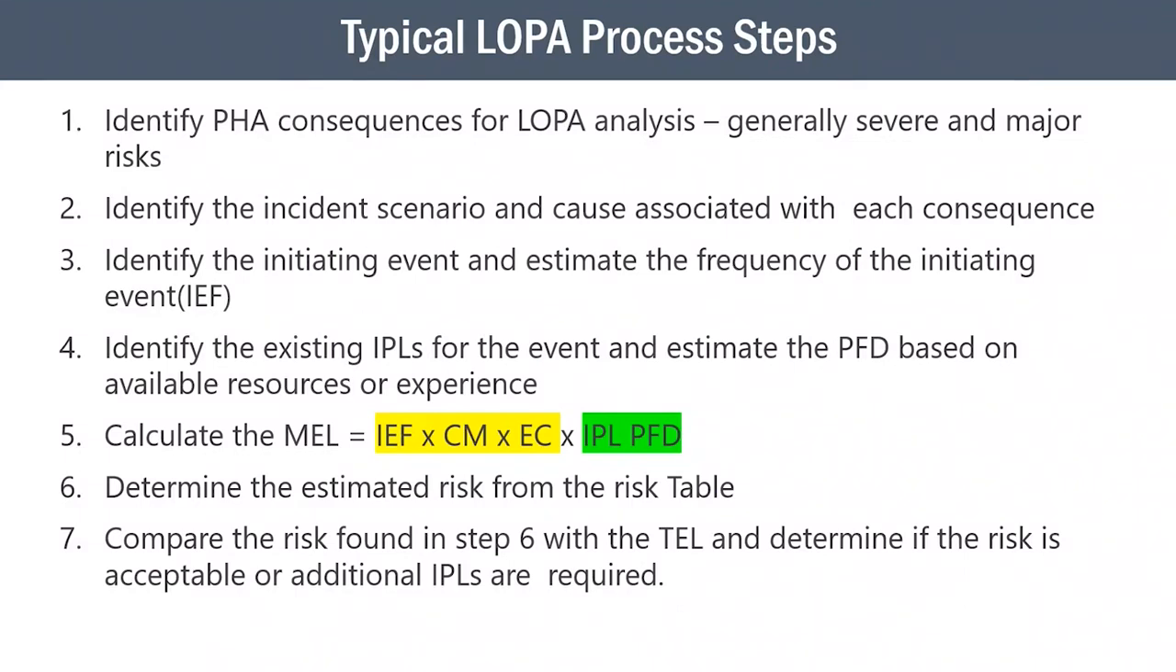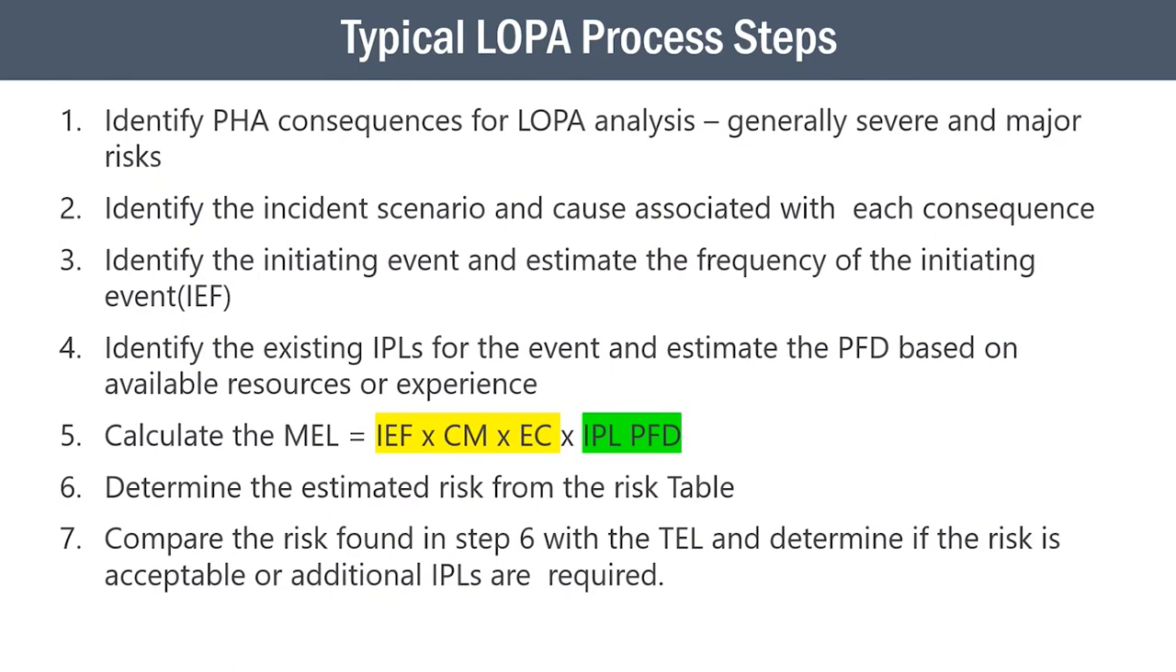So the typical LOPA process steps, we'll just kind of review this. You identify your PHA consequences for LOPA analysis. Like I said, generally severe or major risks, something that's typically in the severity category, probably something that's very red. Or you have a residual risk that is unacceptable. You identify the incident scenario and the cause associated with each consequence. That's typical PHA. You identify the initiating event and estimate the frequency of that initiating event. You know, how many times can it fail? What is the likelihood of failure, and that kind of thing.